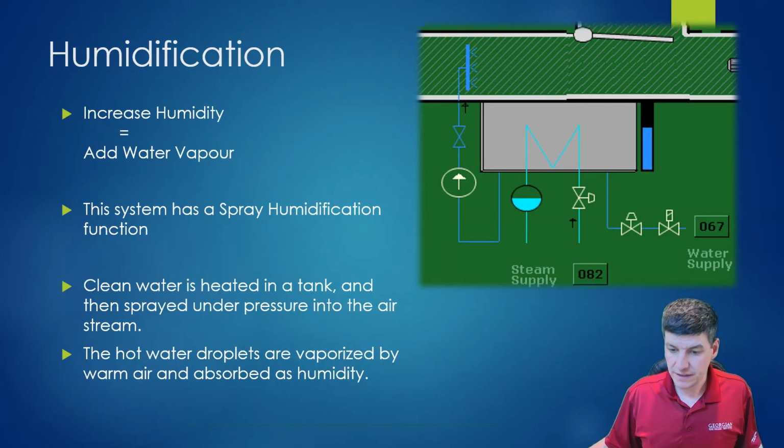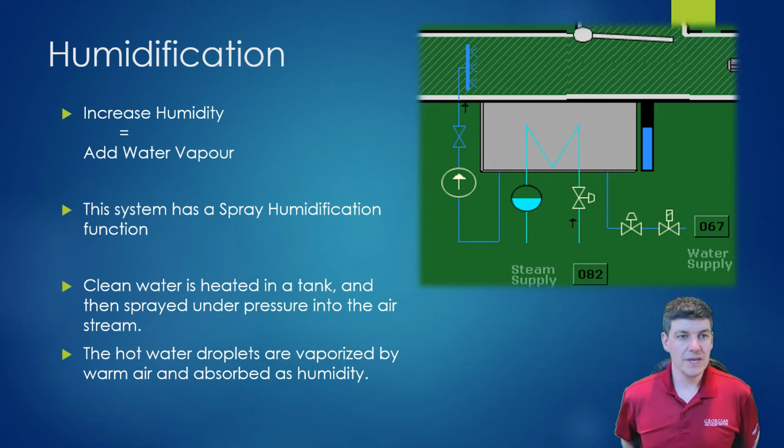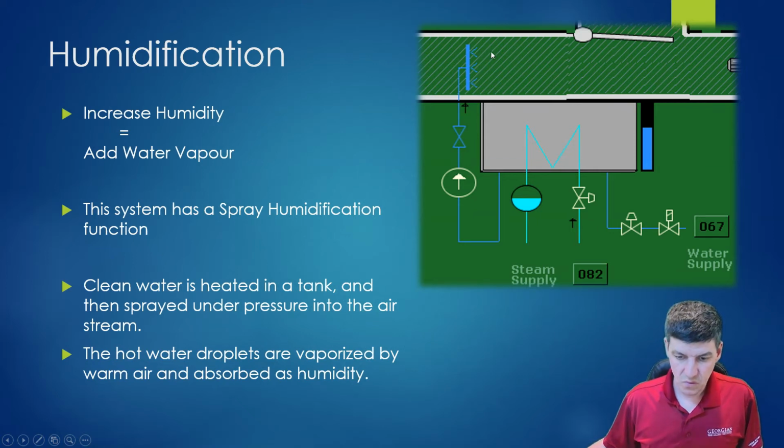Okay. First thing that we'll talk about is humidification. If we need to increase our humidity, the way that we do that is to add water vapor to our air. This system is used as a spray humidification system. And so we have a little spray section here, which is going to spray water into the airstream that passes through.